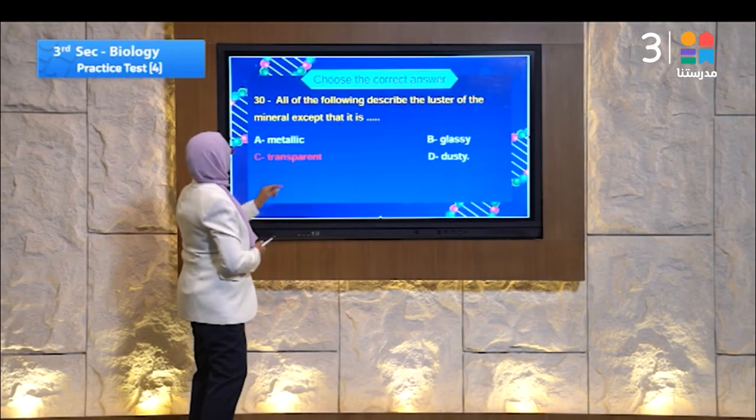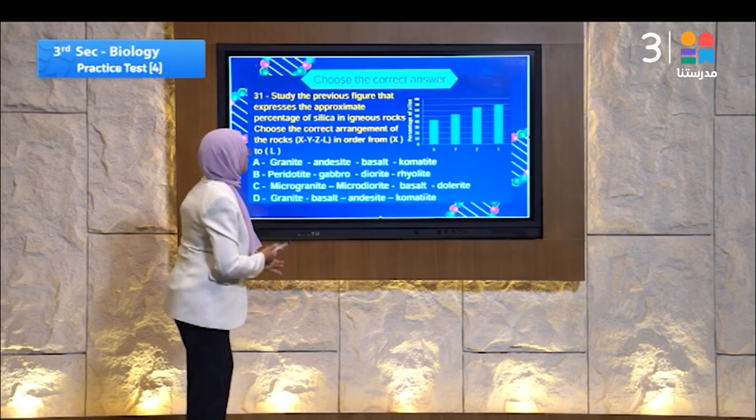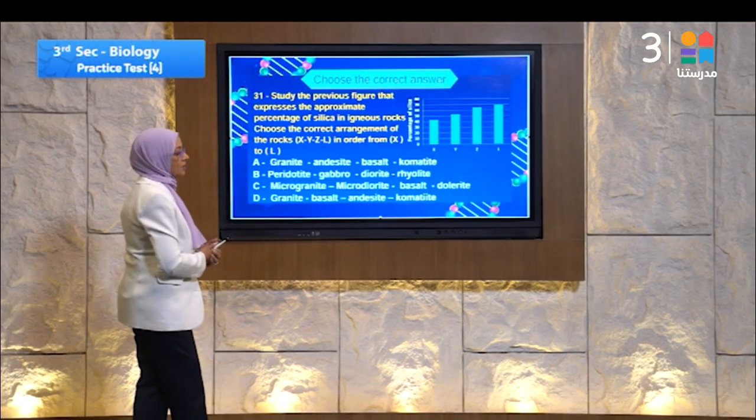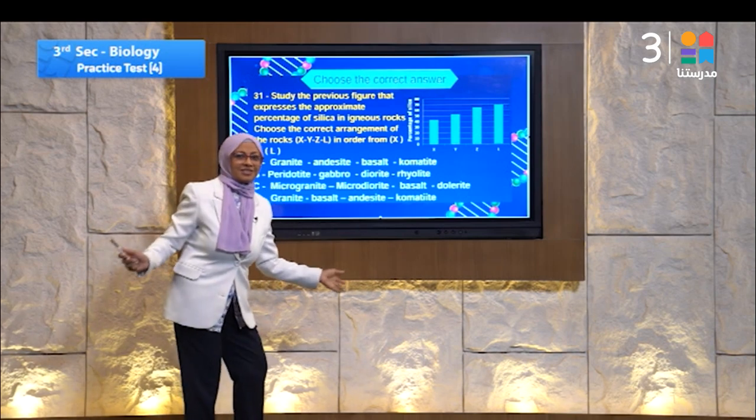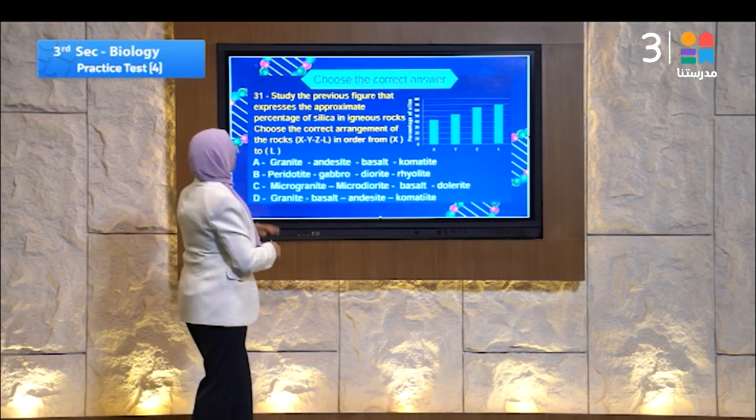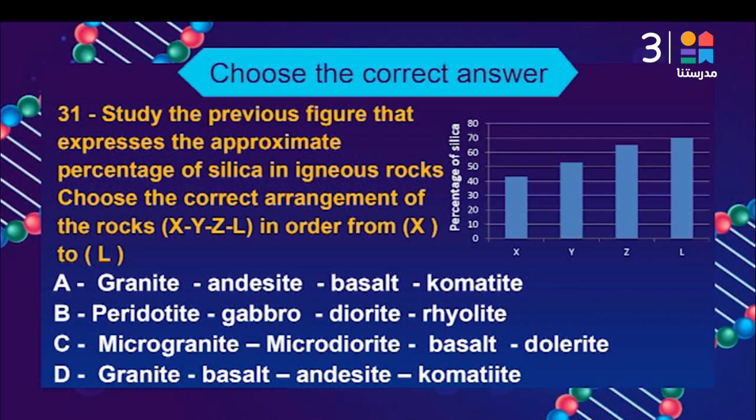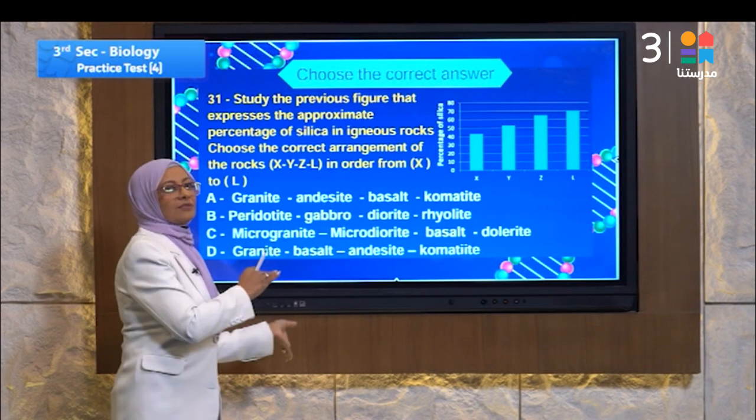Let's go to question number 31. 31 has a graph: X, Y, Z, L. A long question. Let's go to answer it. Study the previous figure that expresses the approximate percentage of silica. Here, silica is the topic. What is silica formed of? It is formed from sand. All sand is made of silica.